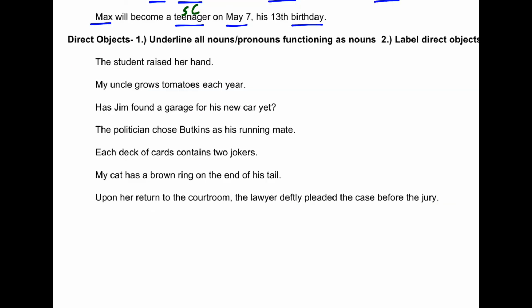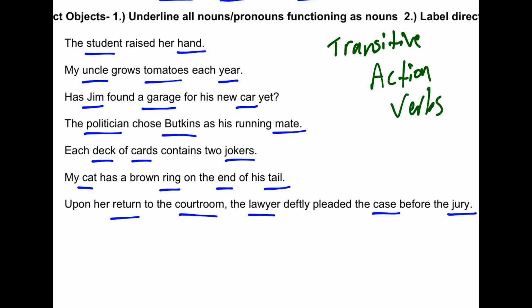Next up, direct objects. So all of these have action verbs, and more specifically transitive action verbs. So we're looking for a noun after that action verb that answers the question what or who. First, let's underline all the nouns and pronouns that are functioning as nouns. Here's what all those nouns look like. The one that might kind of stand out is this adverbial phrase here. If you wanted to call that whole thing an adverb, I wouldn't stop you. But let's go through and label the direct objects.